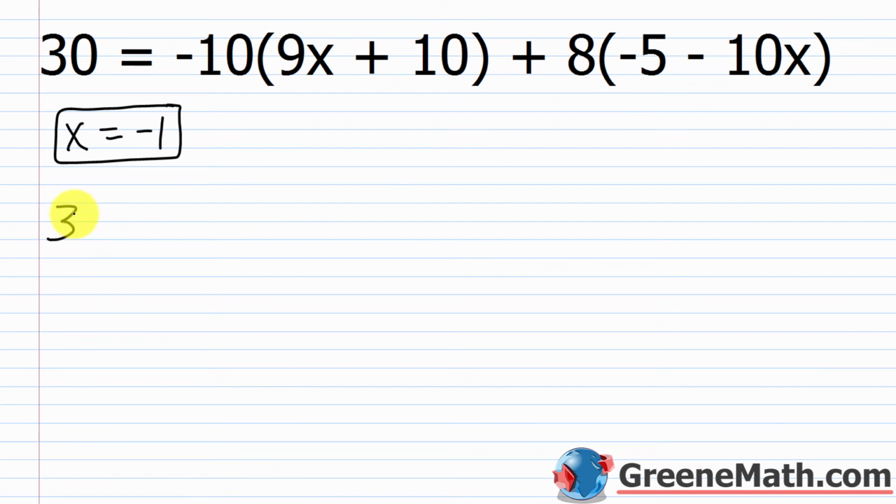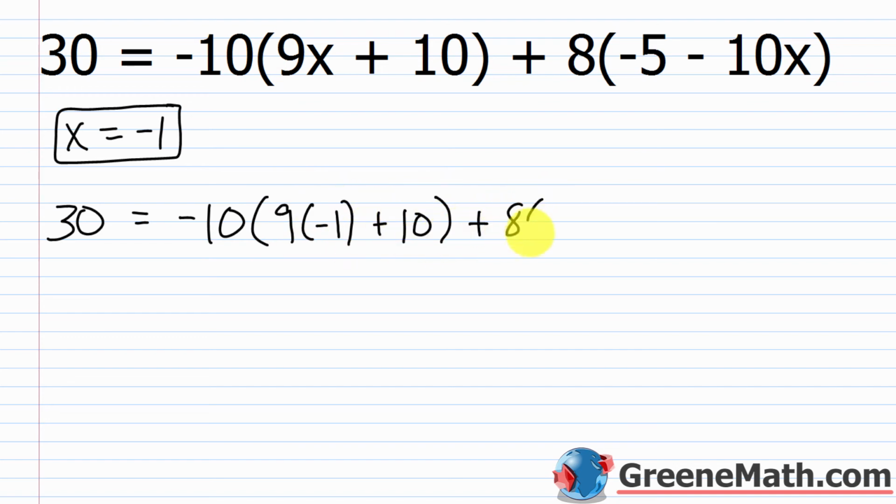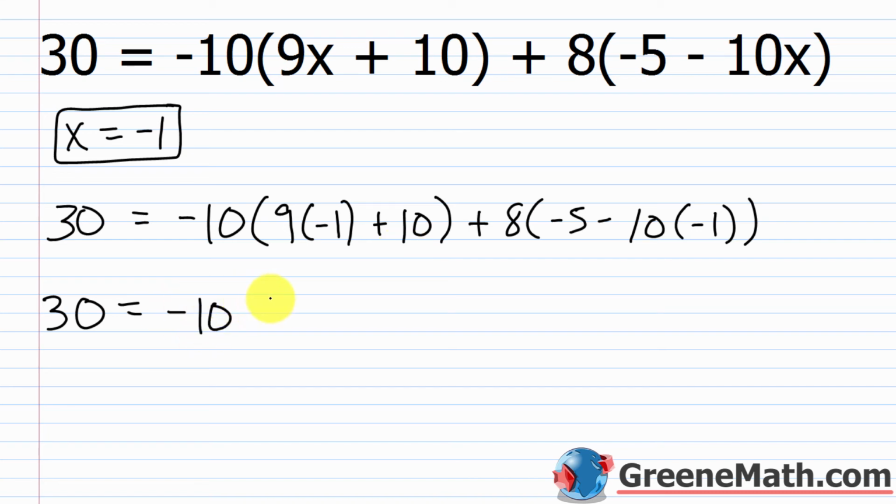All right, so we have 30 equals negative 10 times this quantity, 9 times negative 1 plus 10, then plus 8 times negative 5 minus 10 times negative 1, and then close parentheses. Okay, so we have 30 over here on the left, and then equals. Inside the parentheses here, 9 times negative 1 is negative 9. Negative 9 plus 10 is 1. So I would have negative 10 times 1, which is just negative 10, right? We don't even need to write that.